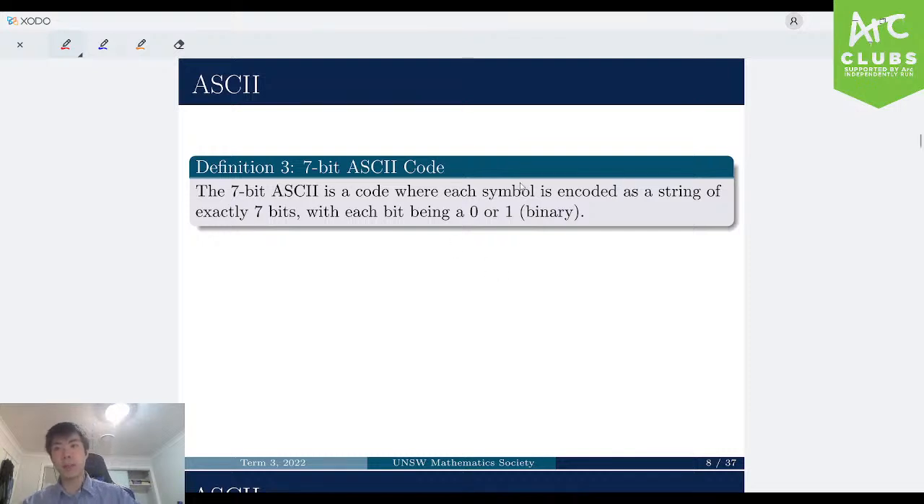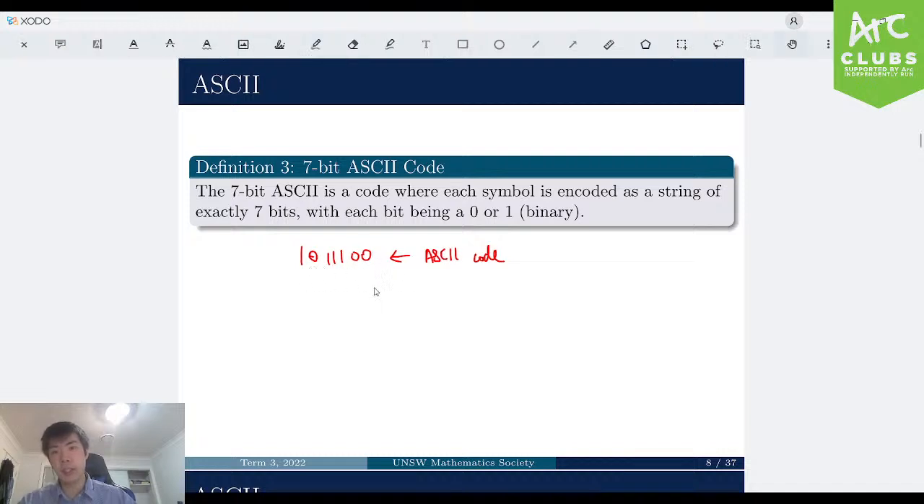Okay. So for example, let's say you have 1, 0, 1, 1, 1, 0, 0. This here could be an ASCII code, and it could denote some symbol. So this is our code word, and for example, it might denote the symbol star. It could be anything. So you basically have a symbol, and then you have a string of 7 numbers, either 0s or 1s, and that forms a code word that denotes that symbol.